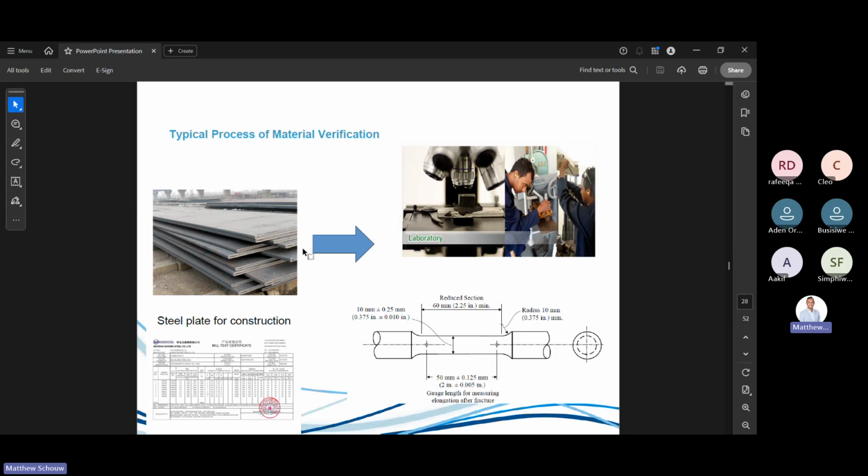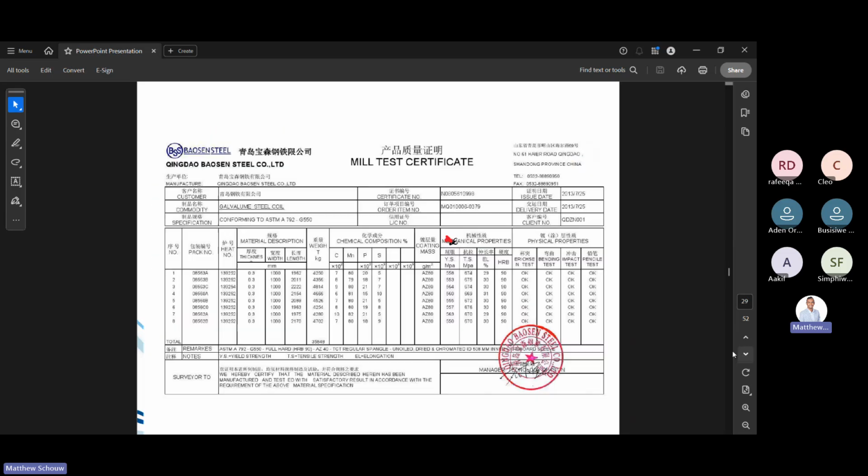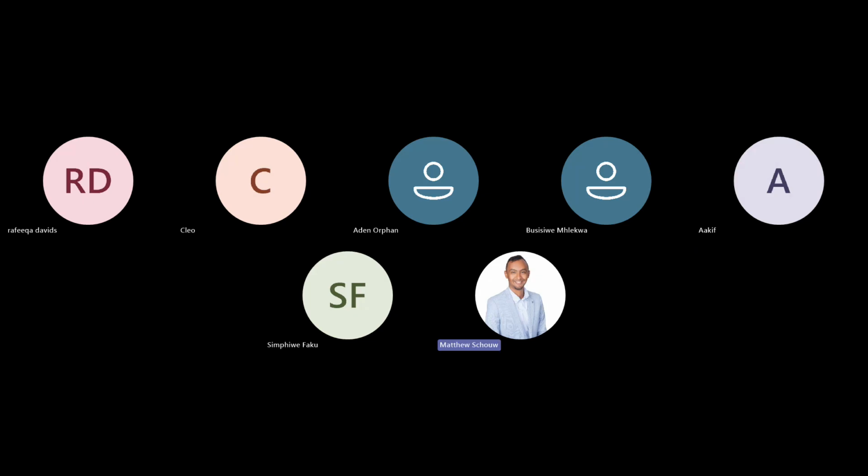This is me working back in the day. But I wanted to show you an actual mill test certificate. And if you look at the certificate, this is a steel. Oh, I think it unshared by itself now.